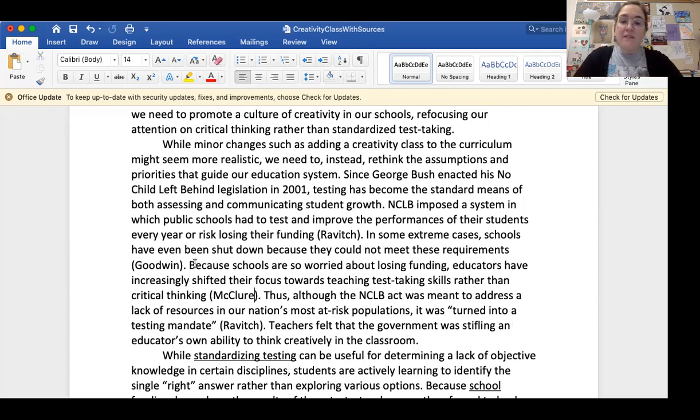So let's keep going with the paragraph. It says, because schools are so worried about losing funding, educators have increasingly shifted their focus towards teaching test-taking skills rather than critical thinking. Again, McClure is building off what Goodwin said, who's building on what Ravitch said. Thus, although the No Child Left Behind Act was meant to address a lack of resources in our nation's most at-risk populations, it was turned into a testing mandate. And that's where I've used that paraphrase-quote method. I think that phrase, testing mandate, is really important, and so that's why I used it from Ravitch. Teachers felt that the government was stifling an educator's own ability to think creatively in the classroom.